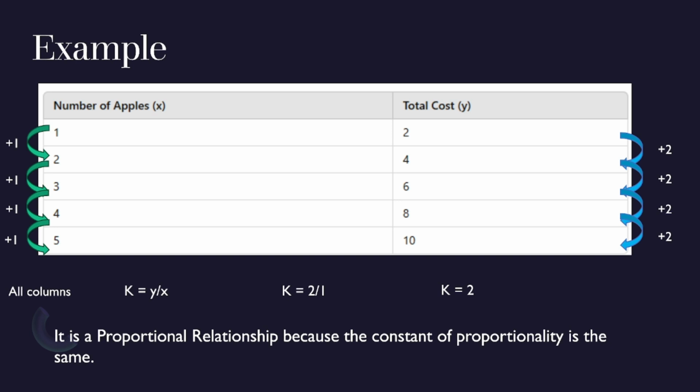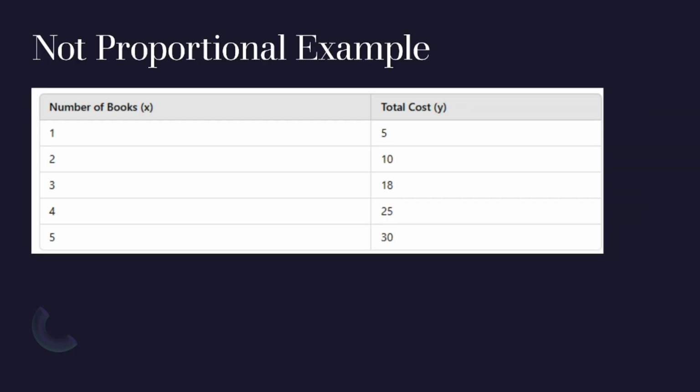Now, we're going to do another example where it is not a proportional relationship. We're going to do the same thing again. Looking at the x column, you can see that we're increasing by 1. But if you look carefully at the y values, you can see it increases at a different rate. We got 5 to 10, which is 5, 10 to 18 is 8, 18 to 25 is 7, and 25 to 30 is 5.